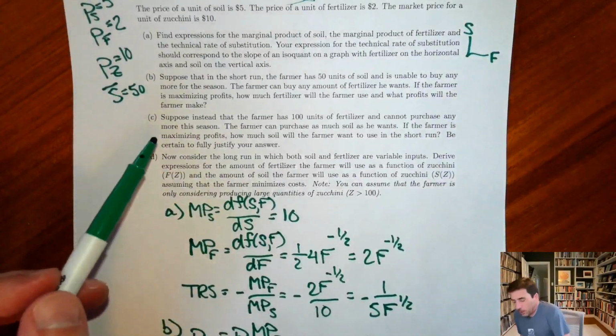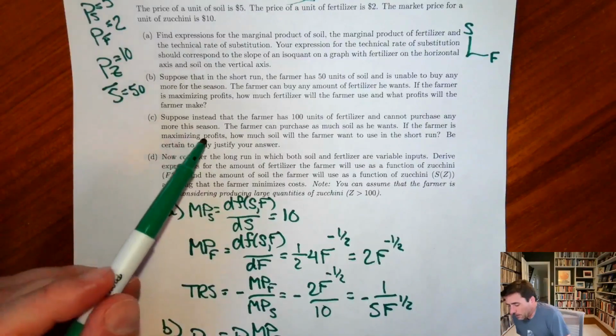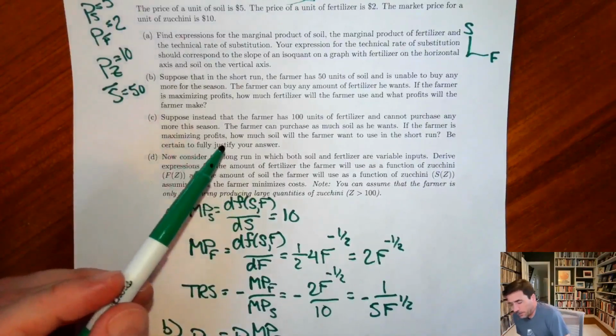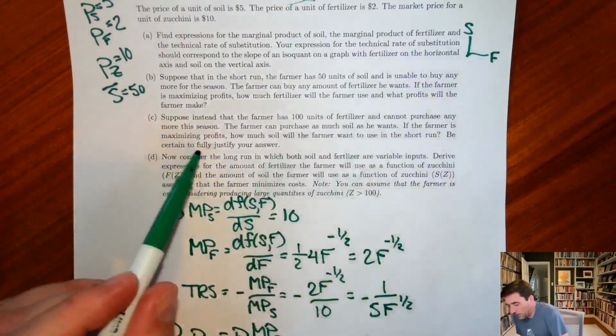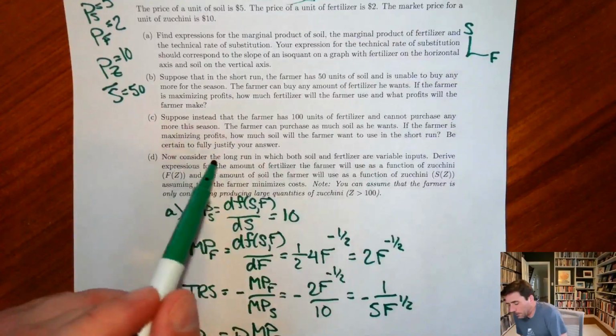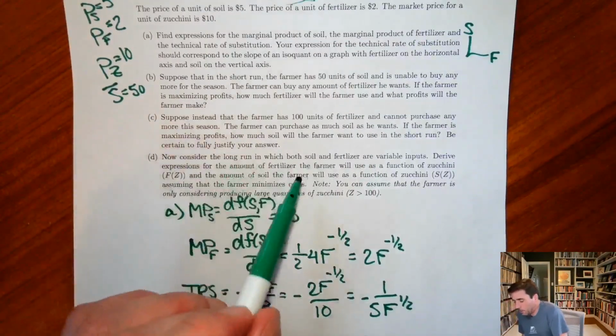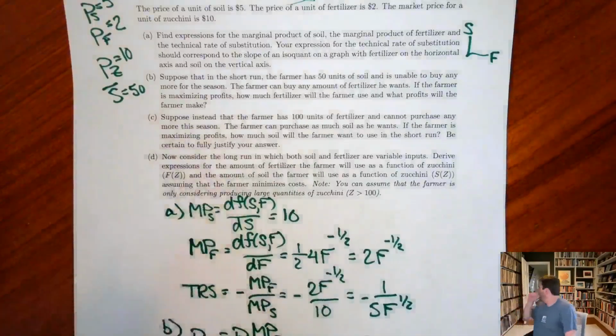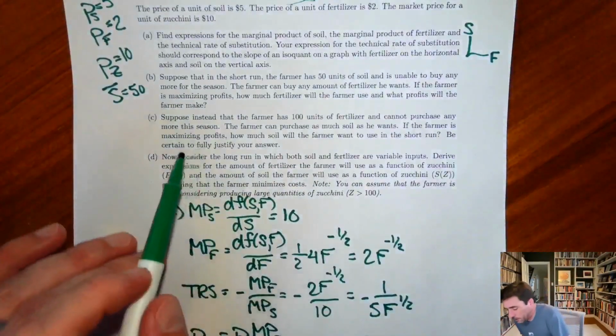So now we move on to part C here. Suppose instead that the farmer has 100 units of fertilizer and cannot purchase any more this season. The farmer can purchase as much soil as he wants. If the farmer is maximizing profits, how much soil will the farmer want to use in the short run? Be certain to fully justify your answer.